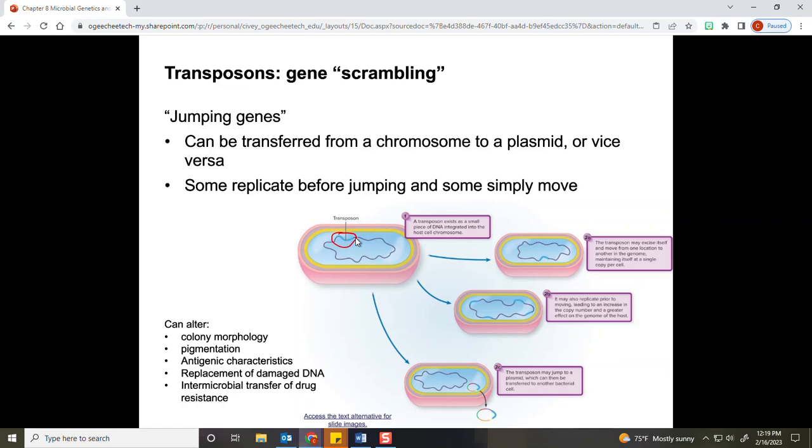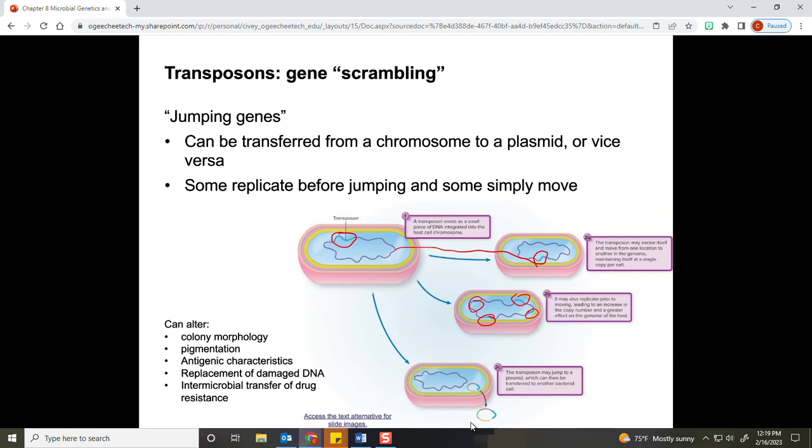Here we see that the transposon simply moved to a different place inside of the chromosome. In this scenario, we can see it made lots of copies of itself and put it throughout the bacterial genome. And in this case, we see that it was taken out and used to form a plasmid. And then that plasmid could be used to transfer it to another bacterial cell.